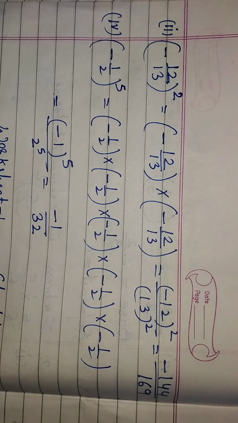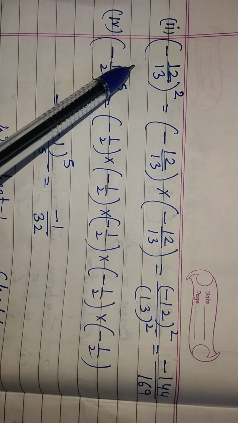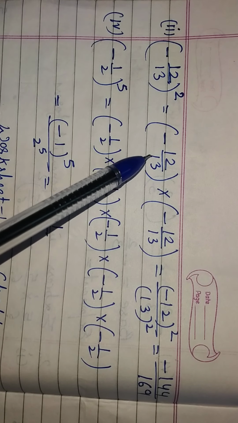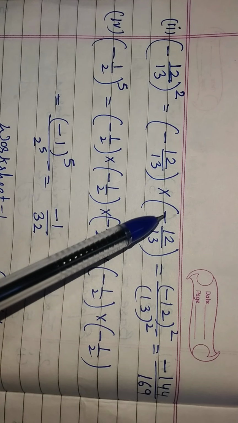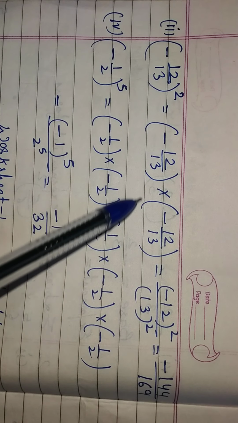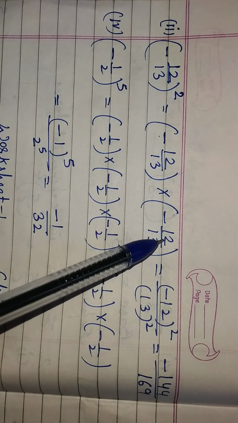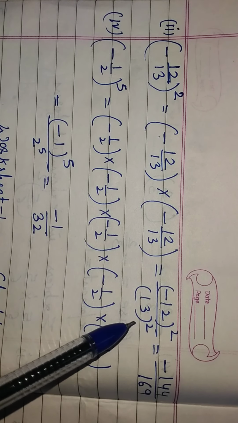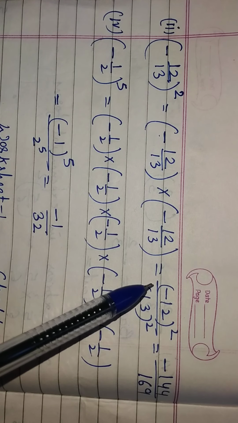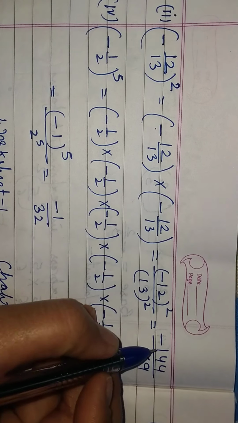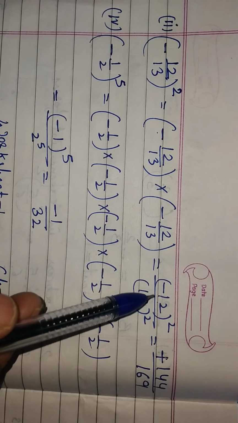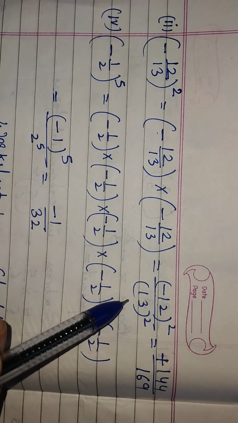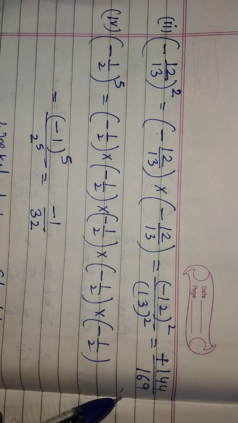Same, the second part: minus 12 upon 13 whole raised to the power 2. We will write it 2 times, minus 12 upon 13 into minus 12 upon 13. We multiply numerator by numerator and denominator by denominator. Minus 12 raised to the power 2, and in the denominator 13 raised to the power 2. Whenever we multiply here, minus minus gives plus, so 144, 12 into 12, and 13 into 13 gives the answer 169.